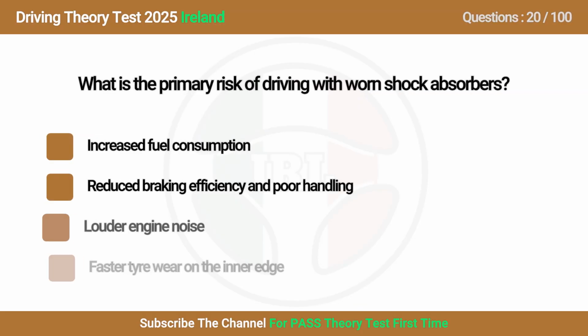Question 20. What is the primary risk of driving with worn shock absorbers? A. Increased fuel consumption. B. Reduced braking efficiency and poor handling. C. Louder engine noise. D. Faster tire wear on the inner edge.